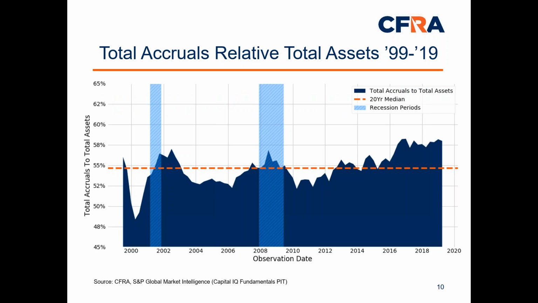This chart plots the U.S. equity total accruals relative to total assets, the universe median over the past 20 years. A couple points to keep in mind when looking at this chart is that accruals are economically sensitive and increase during expansions and often fall during recessions. Total accruals represent a significant portion of balance sheet total assets over time, with the 20-year median at 54.6%.